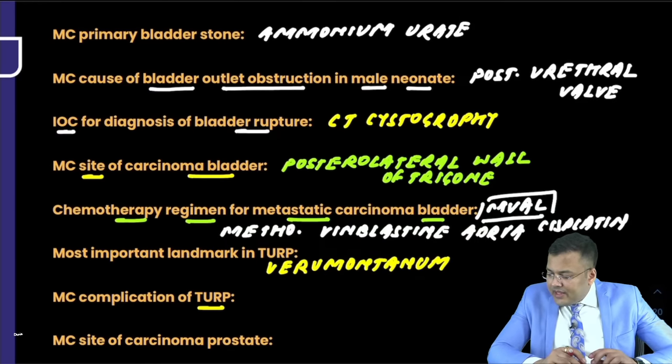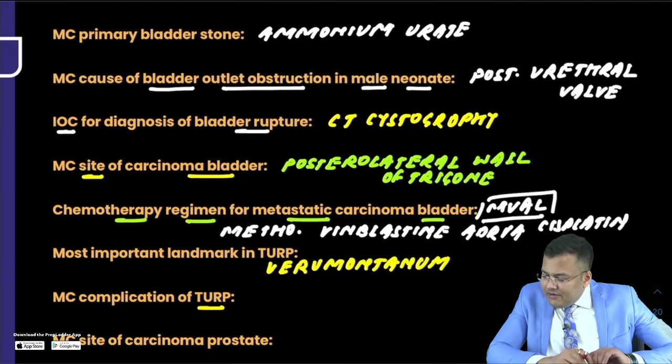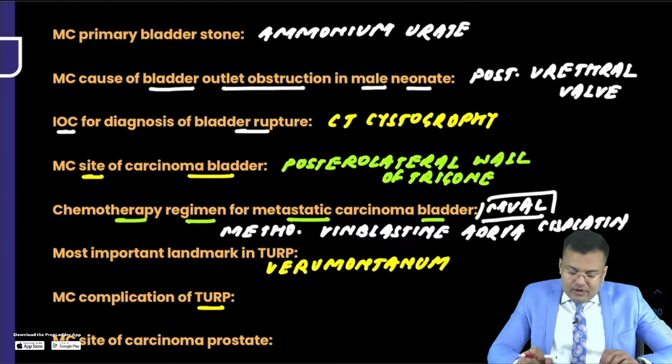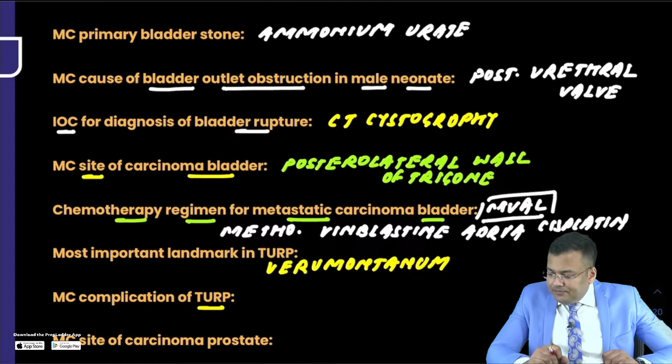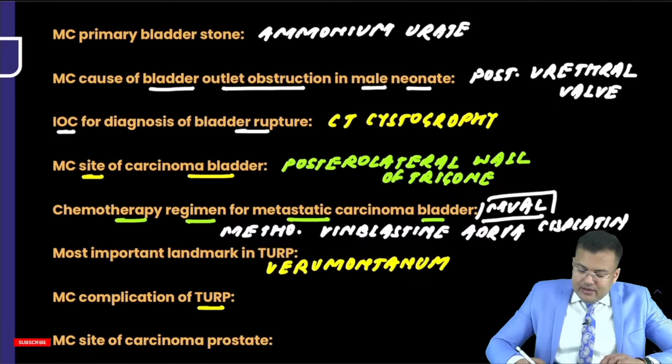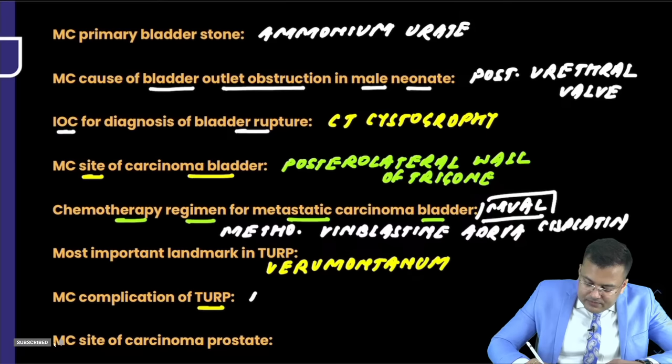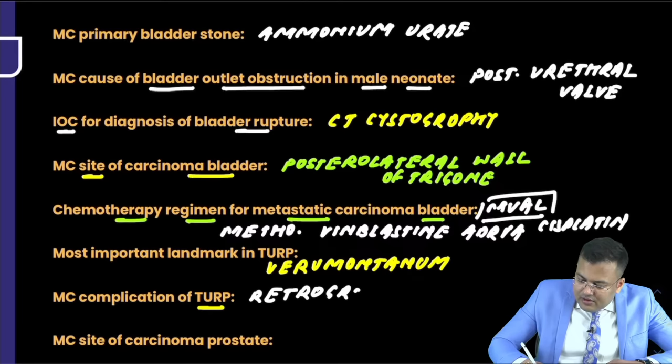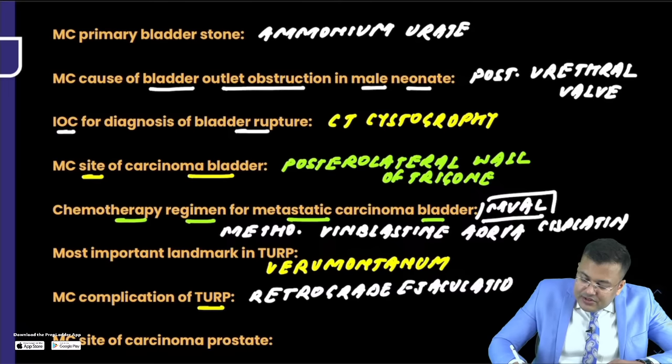Next, what is the most common complication of TURP? Tell me. PSR 1317. Most common complication of TURP. Ankit Gujjar, very good. Muhammad Suleiman, very good. Dr. S K, it is retrograde ejaculation, seen in 75% of patients. Okay, guys. So this is retrograde ejaculation.